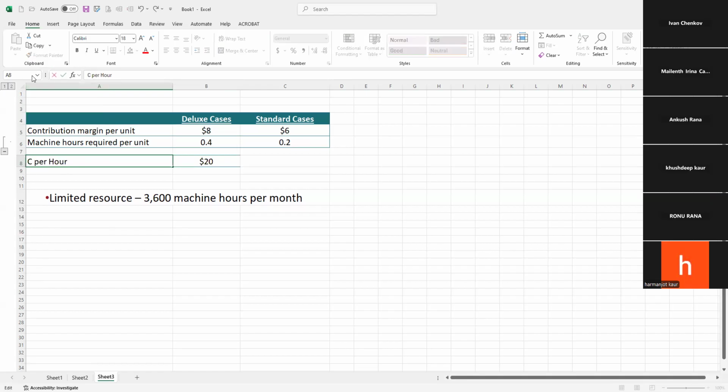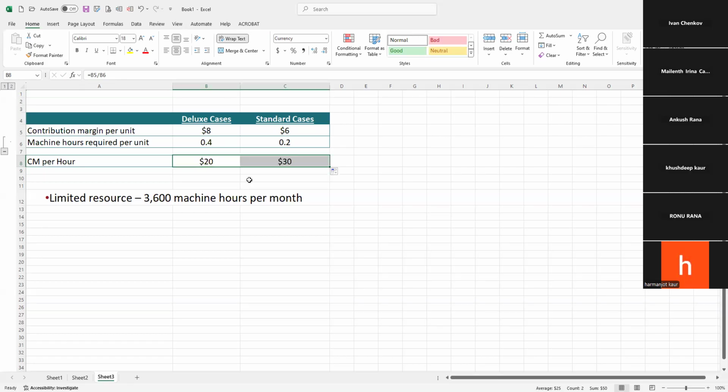That will be the contribution margin per hour. So for the deluxe, we can generate $20 per hour, correct? Yes. For the standard, we can generate $30 per hour. So on which product should we focus? On the standard case. Why? Because it gives us more contribution margin per hour.